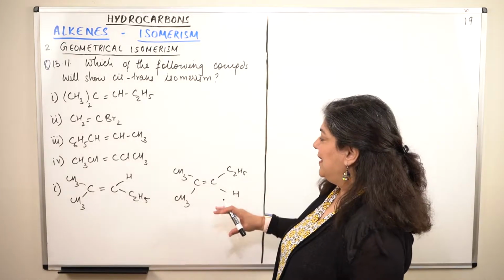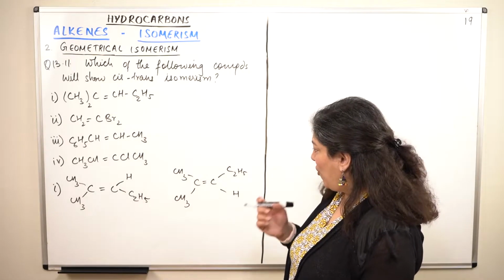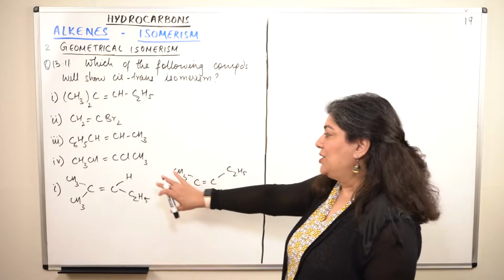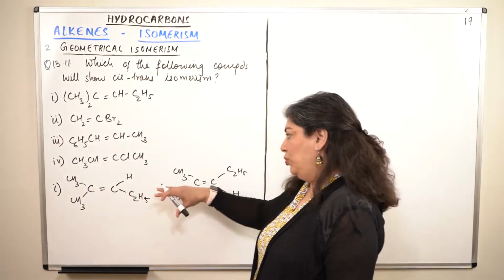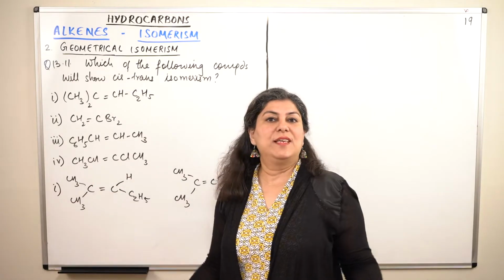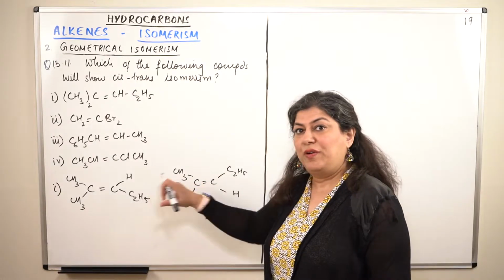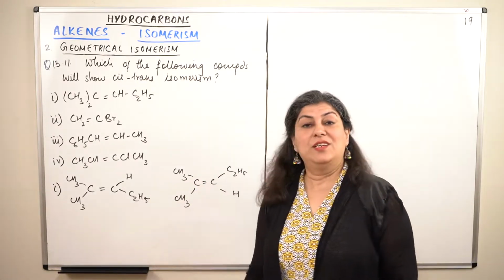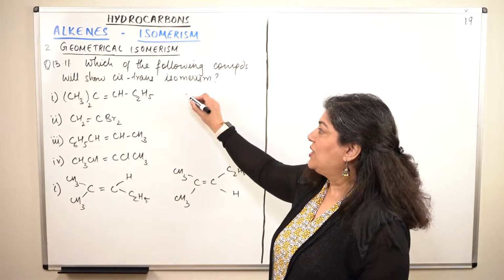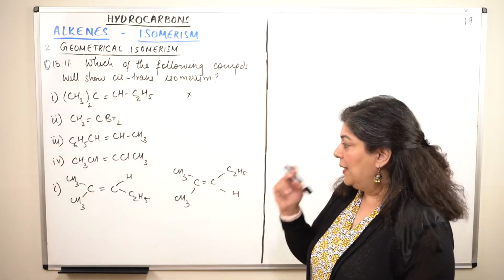The only thing is that I'm looking at it from the other side. Instead of looking at it from this side, now I'm looking at it from that side. But on both sides of the double bond, you still have C2H5 and CH3 and H and CH3. So what's the difference? Even if I switched it, I still have C2H5 and CH3 and H and CH3. They are identical. So for the first compound, you cannot have cis-trans isomerism.